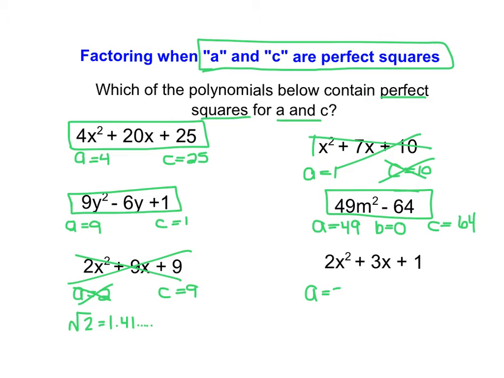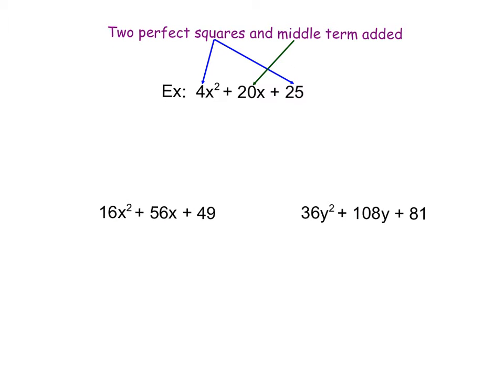And then finally, we have A equals 2, C equals 1. C equals 1 is a perfect square, but A equals 2 is not. So this strategy would not work for that trinomial. So that's the first step, being able to identify whether or not the strategy we're about to look at truly does work. On the screen, you should see a trinomial. If we identify our A, B, and C values here, we find that A is equal to 4, B is equal to 20, and C is equal to 25.